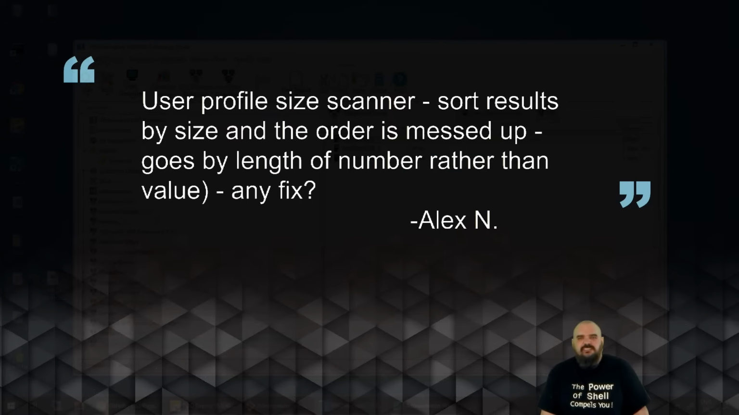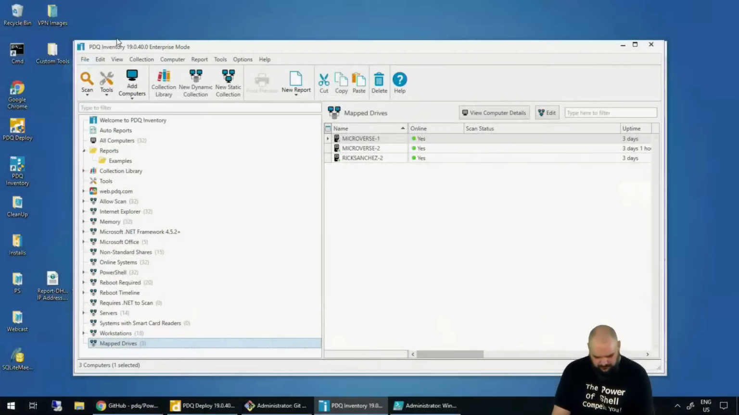Okay, forgive my broken English here. User profile size scanner. Sort results by size and the order is messed up. Goes by length of number rather than value. Any fix? Alex N. Ooh, I didn't test that. Colby. That is only an issue on the PowerShell page. Sorting works correctly on reports. So right now, all fields on the PowerShell page are using a string sort. That's something we plan to adjust in the future. We're not sure when we'll get to that, but if you run a report, it will sort correctly. All right, next question.